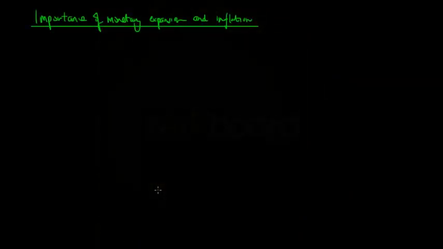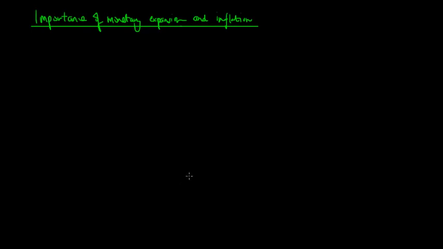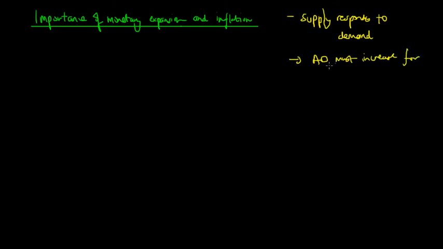We're going to look at the importance of monetary expansion and inflation in this lecture in determining aggregate expenditure, or a sustained increase in aggregate expenditure in the economy. So as we know, using demand management theory, supply responds to demand. And so for supply to increase, aggregate demand must increase. So aggregate demand must increase for aggregate supply to increase under this theory.